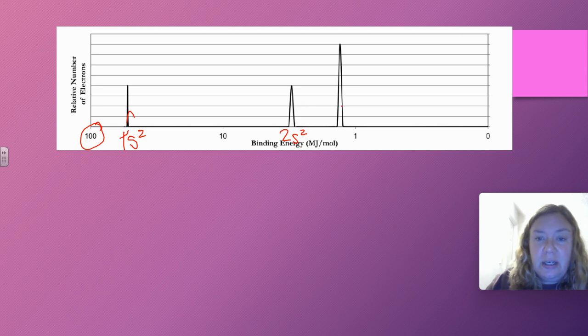So now we go here to the 2p. So there's an electron, there's an electron, there's an electron, and there's an electron. So we have 1, 2, 3, 4. So this peak is a 2p4. And you can also see that it's double in size from a 2s2. So there must be 4 electrons instead of 2. So I look at my periodic table and I have 1s2, 2s2, 2p4. I have 8 electrons, so I must have oxygen here.